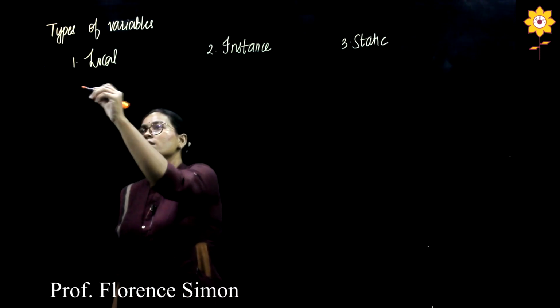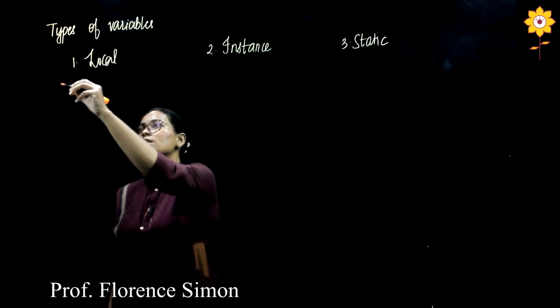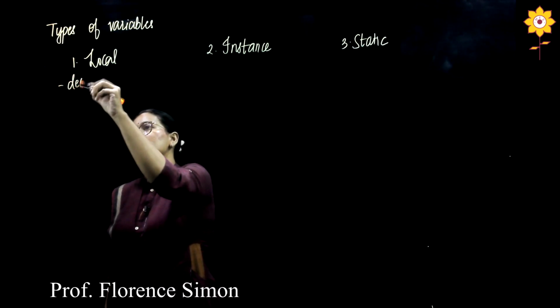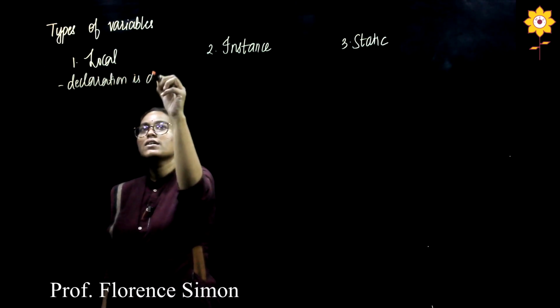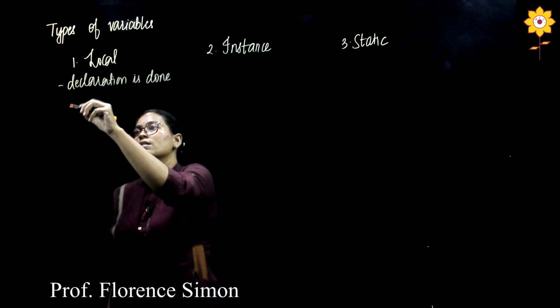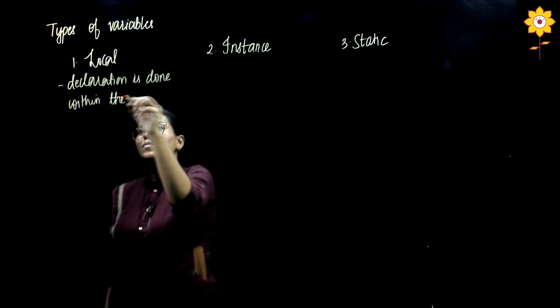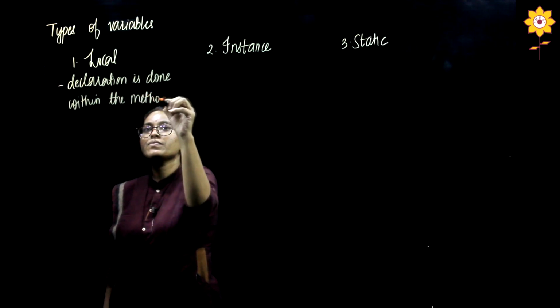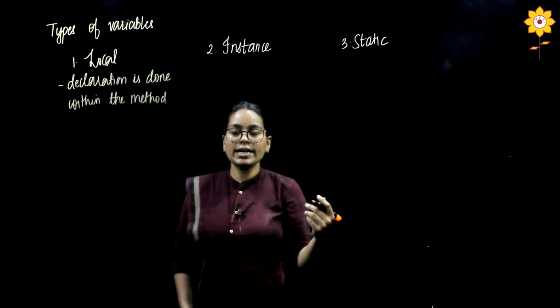So, basically where do we declare the local variables? So, where do we declare? Declaration is done within the method. Now, where are the instance variables declared?